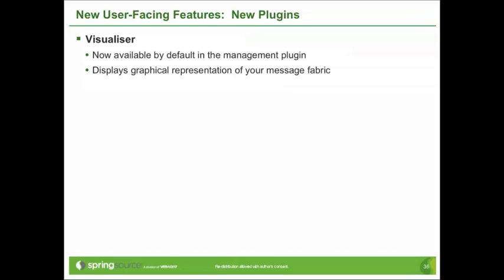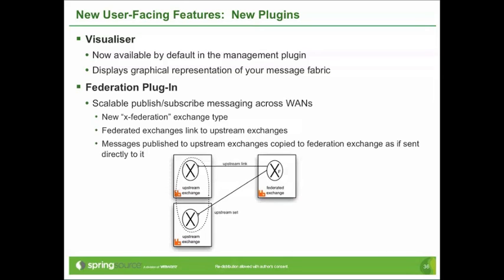Finally, while we're mentioning plugins, there are a few new ones shipped with the broker. There's now a visualizer plugin, which will show you a nice graphical representation of your messaging fabric. You'll see your exchanges, your queues, and the bindings between them. And that can be really handy for troubleshooting your messaging fabric and figuring out whether it looks the way you want it to. And there's a new plugin called Federation.